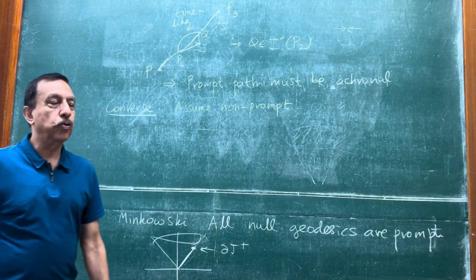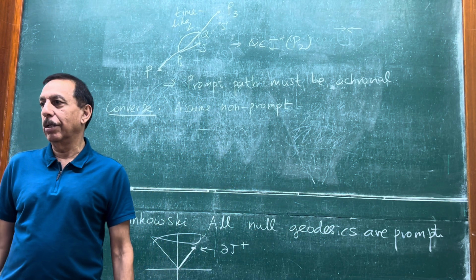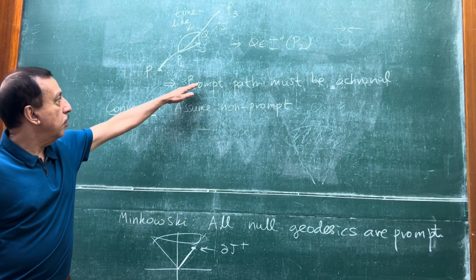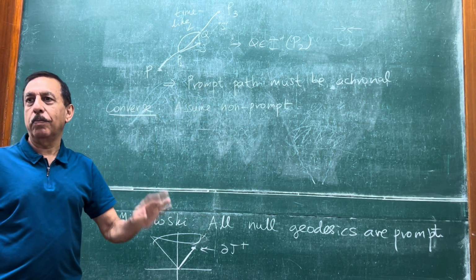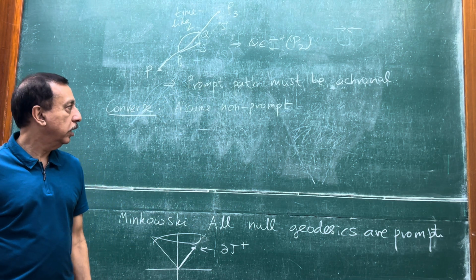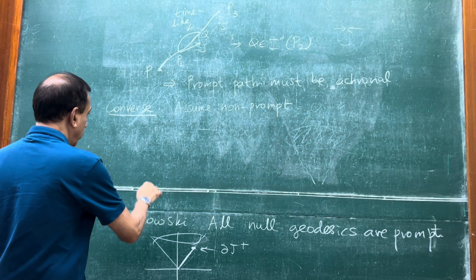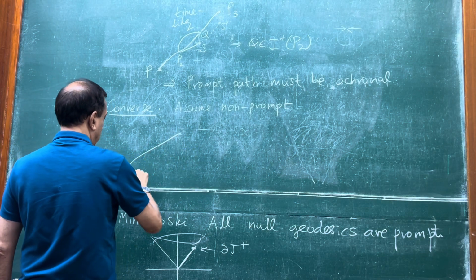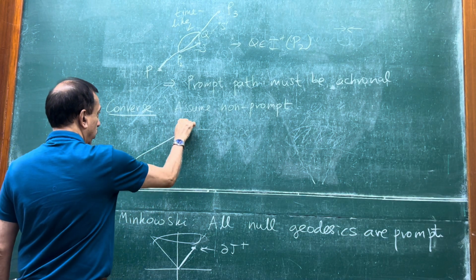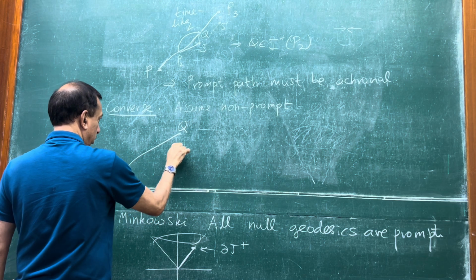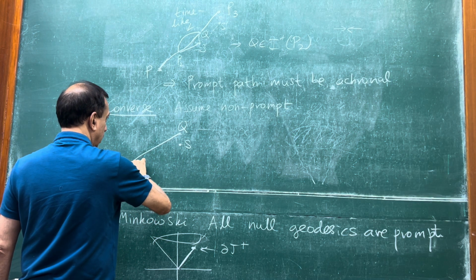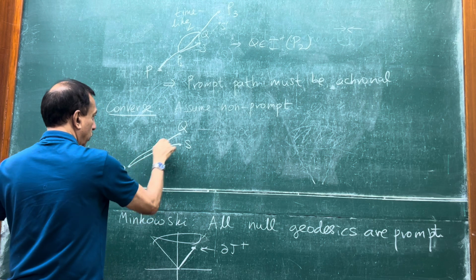And what we want to prove is that it's also not achronal. In that case, combined with that one, we have proved that prompt and achronal are if and only if. So it's non-prompt. So this is my original P to Q. Being non-prompt means there is another path to S, which is before Q.